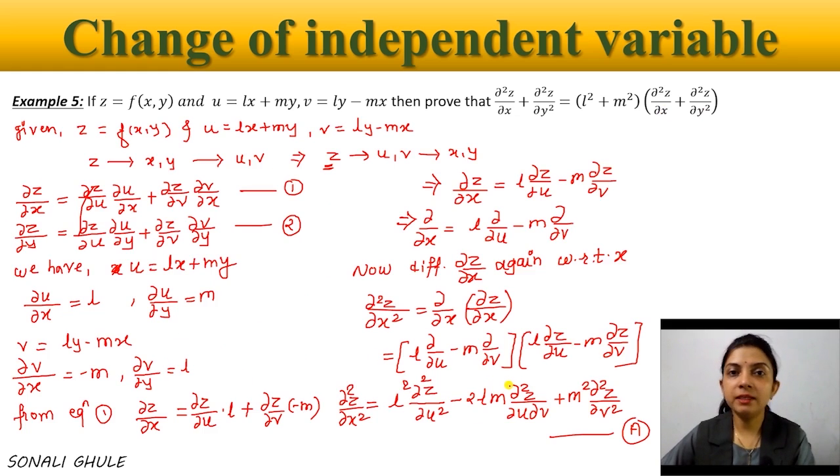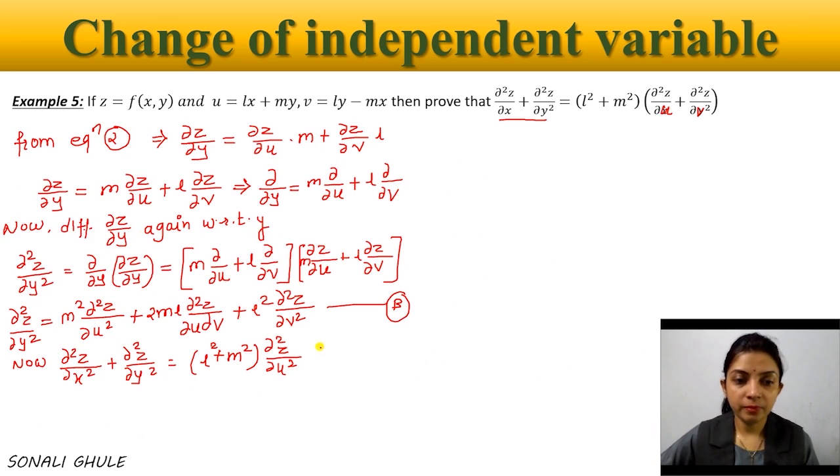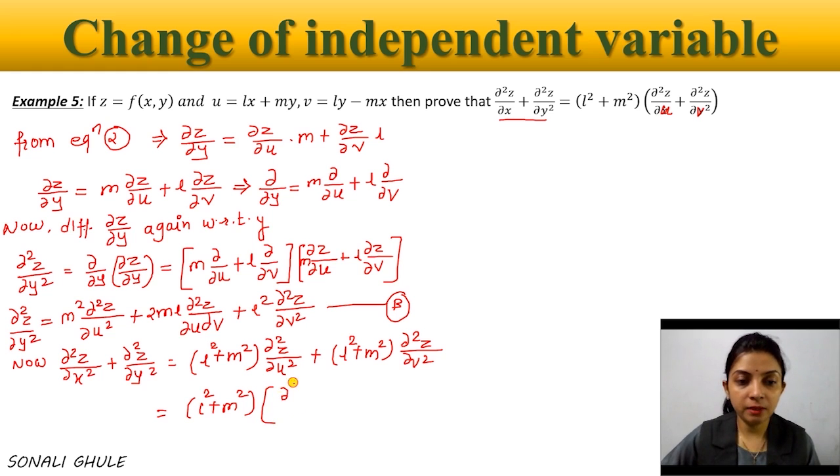So when we add, this term will cancel. And similarly for the last term, when we add, what we get, see here, that is plus L square plus m square ∂²z/∂v². And here, finding this L square plus m square common, what is remaining? Yes, ∂²z/∂u² plus ∂²z/∂v². That is our required proof.